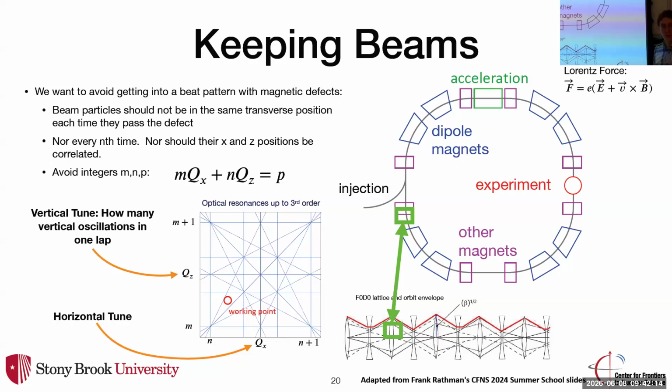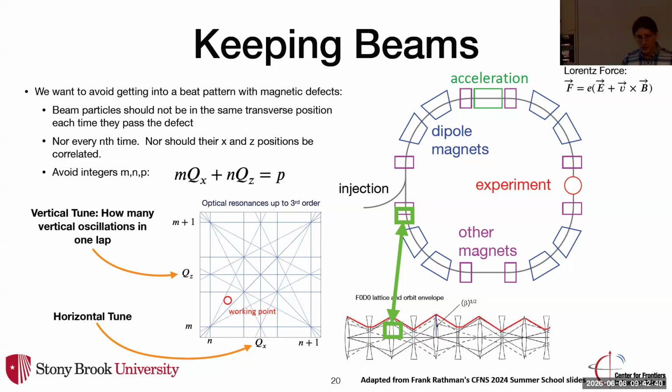That's how many oscillations we make in one lap around. So if the vertical tune is 1, it means that if we started at a certain point in phase space here, by the time we get all the way back around, we're at the same point in phase space. We want to avoid that. And if we look up to third order, we want to avoid all of these straight lines. These plots are showing the beam tunes from one integer to the next.